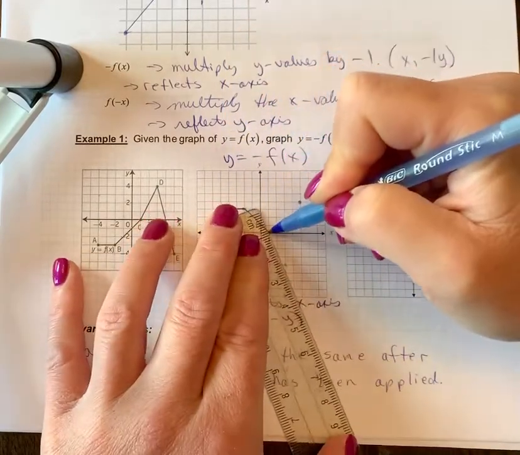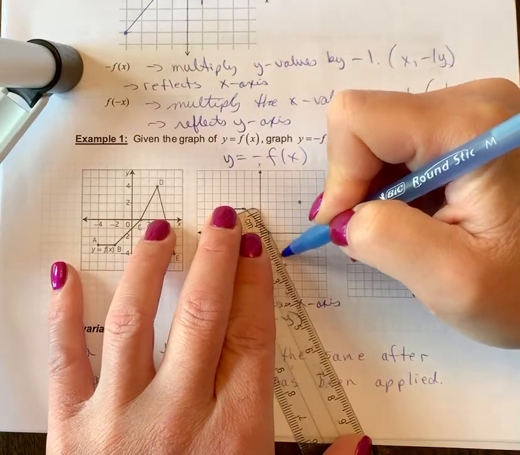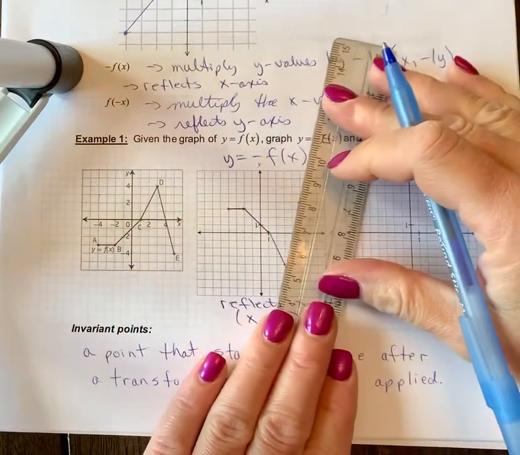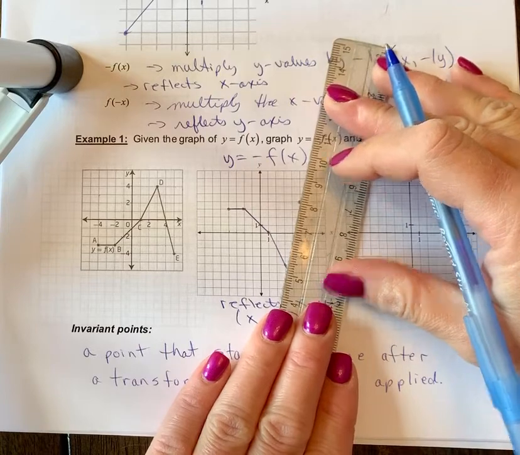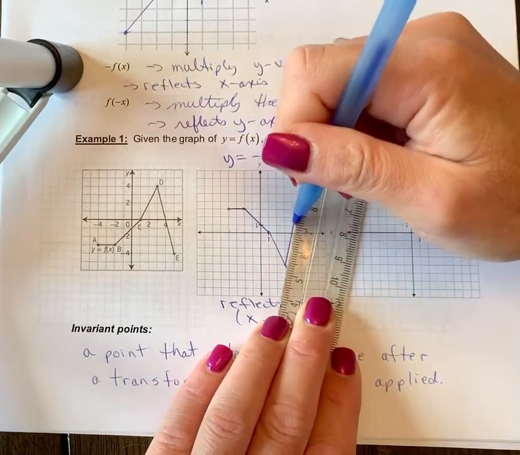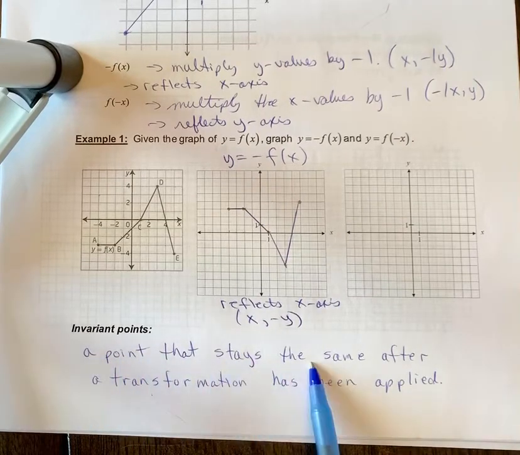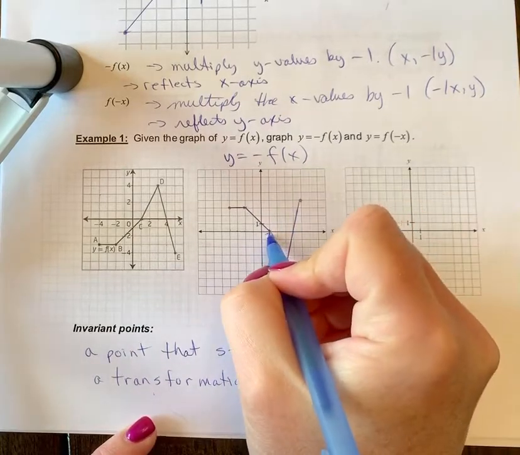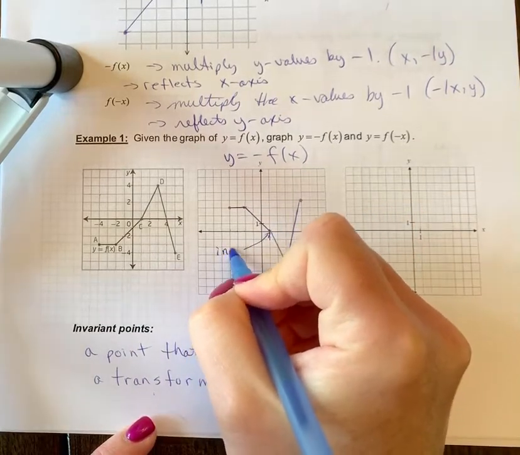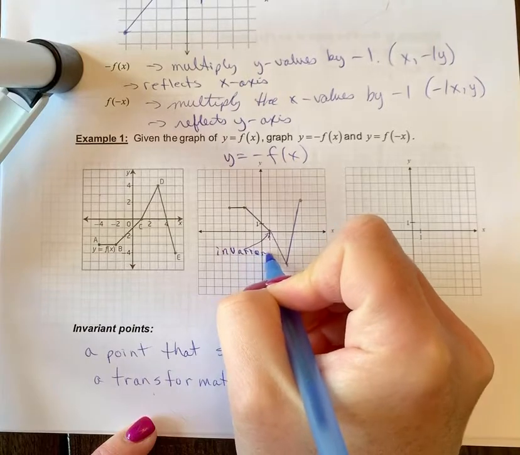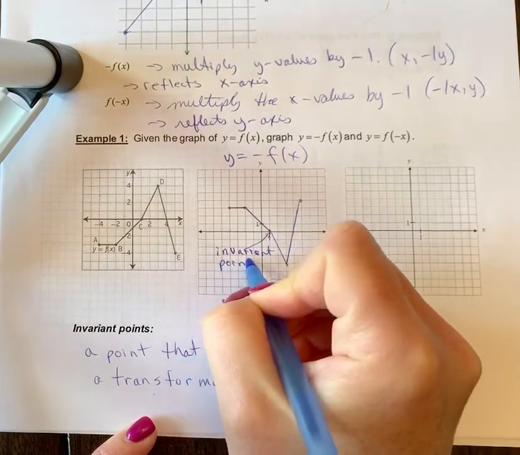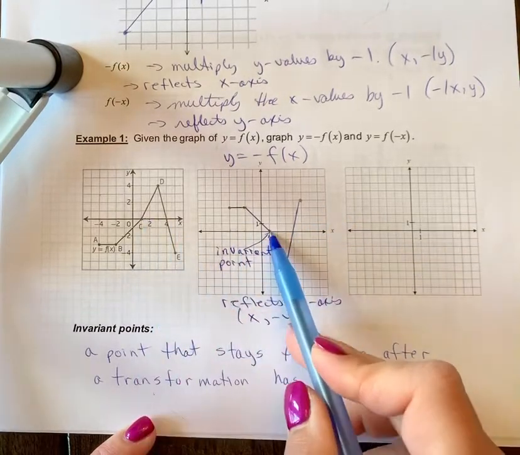Now, one of the things you noticed is that the x-intercept, because it was reflected on the x-axis, did not actually move. We call that an invariant point. An invariant point is a point that stays the same after a transformation has been applied. So in this particular case, this would be an example of an invariant point. It was the same on the f of x graph as it is on the transformed graph.